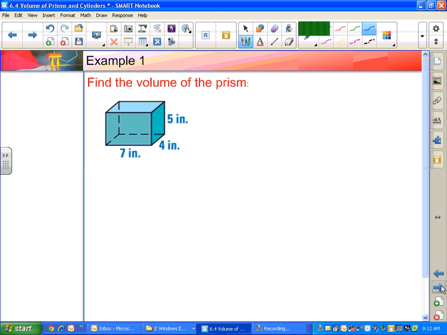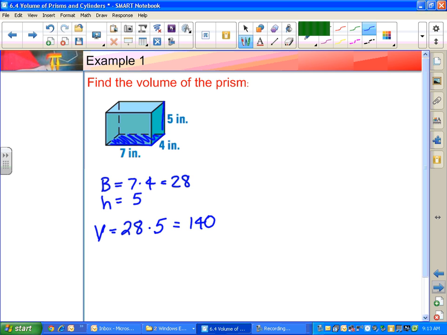Let's find the volume of this prism. We have a rectangular prism. The length is 7, the width is 4, and the height is 5. So if I just look at the bottom of this prism, the area of the base, since it's a rectangle, would be 7 times 4, which is 28. The height is, of course, 5. So the volume of this prism would be the area of the base, which is 28, times the height, which is 5, and 28 times 5 is 140.